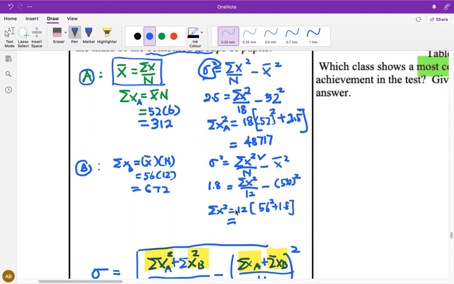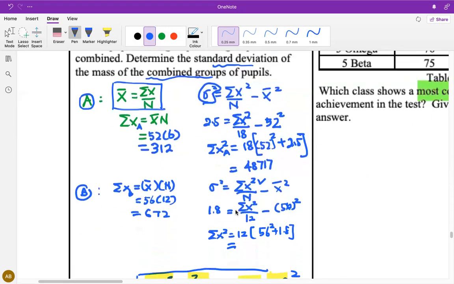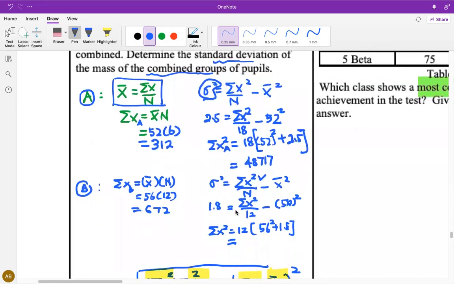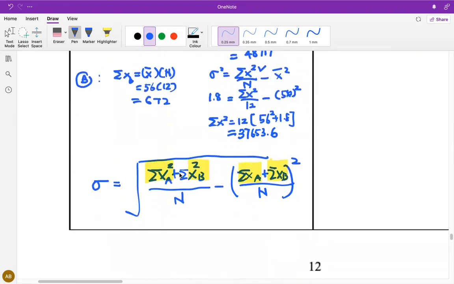All right, let me check again. It is 12 times 56 squared plus 1.8. So it's 37653.6. Okay, so we put into this formula again. So this is combined, right? So this is A plus B.